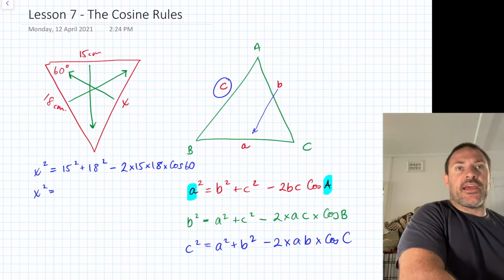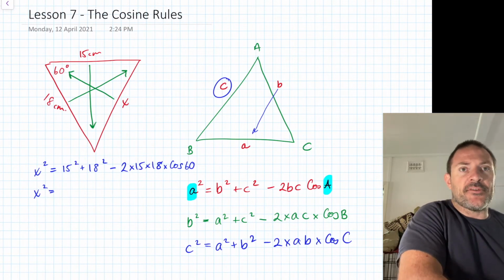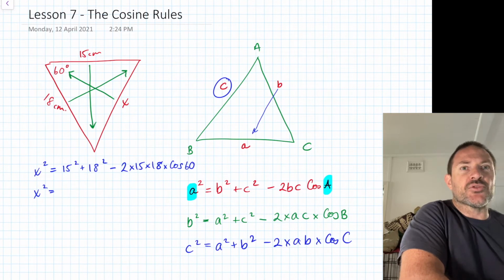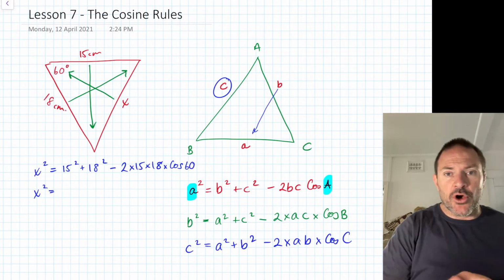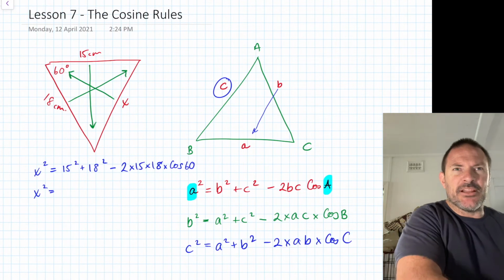We now put them into our calculator, so I'm going to do that on the spot. So we've got 15 squared. We're going to add in the 18 squared, making sure. The biggest mistake I see is people times those together and not add them. So just be a little bit careful.